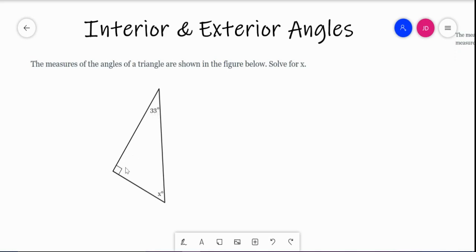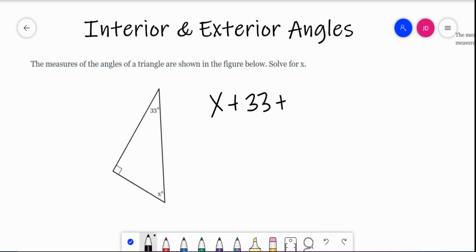these are the interior, inside, always the angle sum is going to equal 180 degrees. All right, so all these angles inside of a triangle add up to 180. So I'm going to create an equation to solve for x by adding up all the angles inside to equal 180. So I take x plus 33 plus, remember this is 90, whenever you have the box, 90 equals 180.